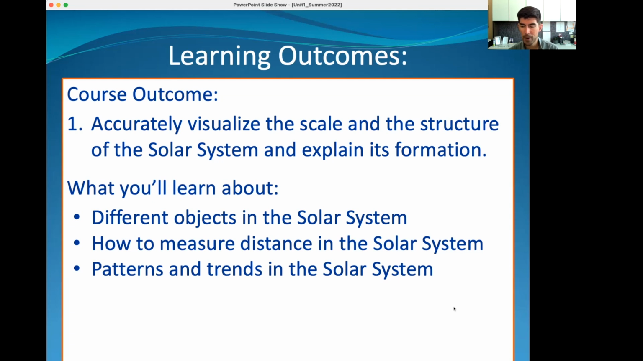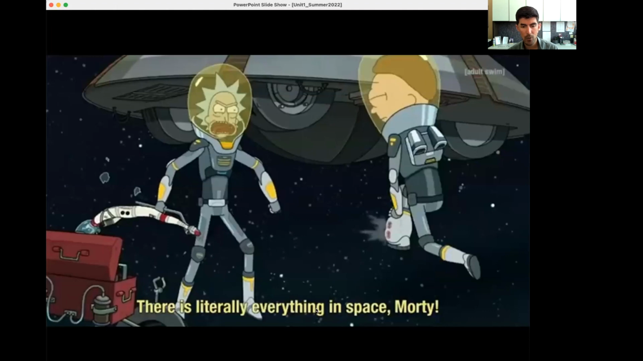And so when we talk about what is in the solar system, I like to start off with a little Rick and Morty quote. "There is literally everything in space. Everything is in space." This is a quote from Rick and Morty. I'm a fan of the show. I don't know if many of you are. This is an episode I always remind you of, so I start off with that in this lecture. Everything is in space.